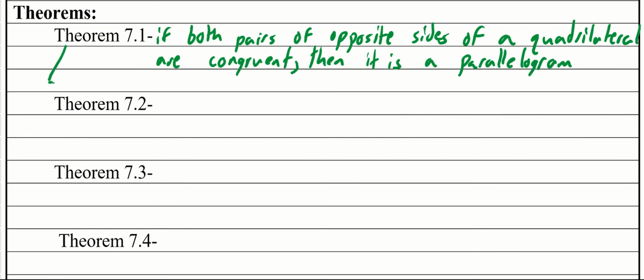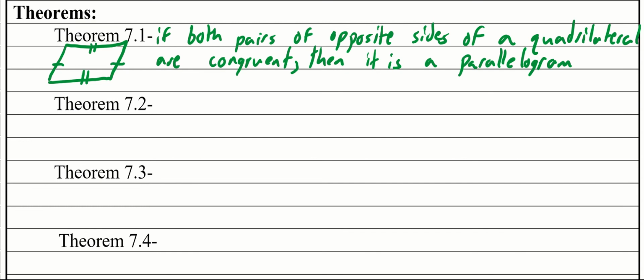So for example here, if I draw this in, notice we don't have to be told that they're parallel. If we were told that they're parallel, then it would already match the definition and we're good. But if we're told that the opposite sides are congruent to each other, both pairs, not just one of them, then we can say that this is a parallelogram. That leads us to 7.2.